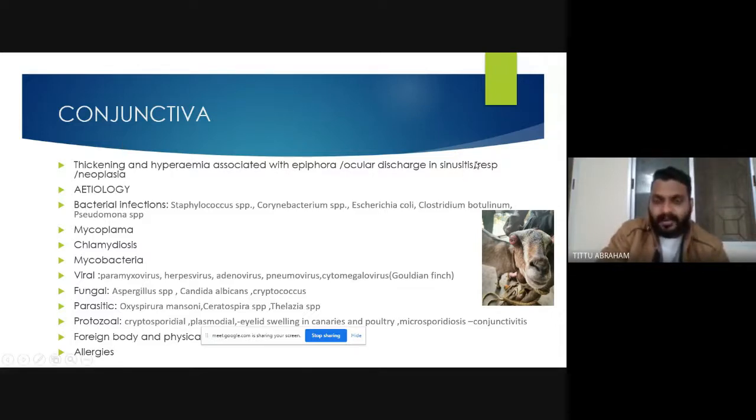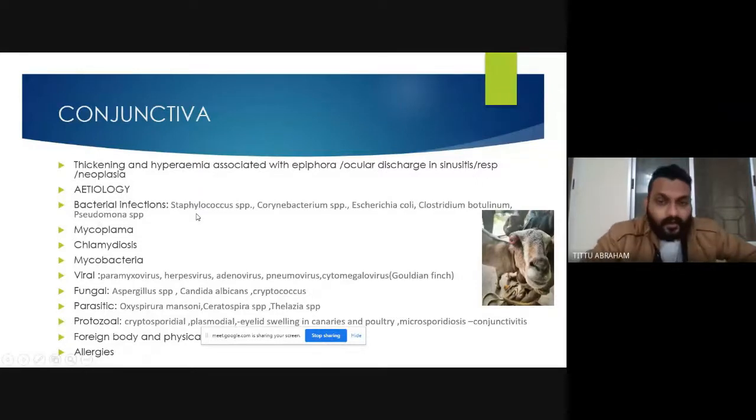Sinusitis might be involved because these are areas inside the bone that are filled with air. There are spaces of air, so they may be affected, especially with fungal infection. Other causative agents are bacterial infections, especially Staphylococcus, Corynebacterium, Escherichia coli, Clostridium, and Pseudomonas. These are the most common ones, and nothing more I've observed till now. Very common are Staphylococcus and Pseudomonas.